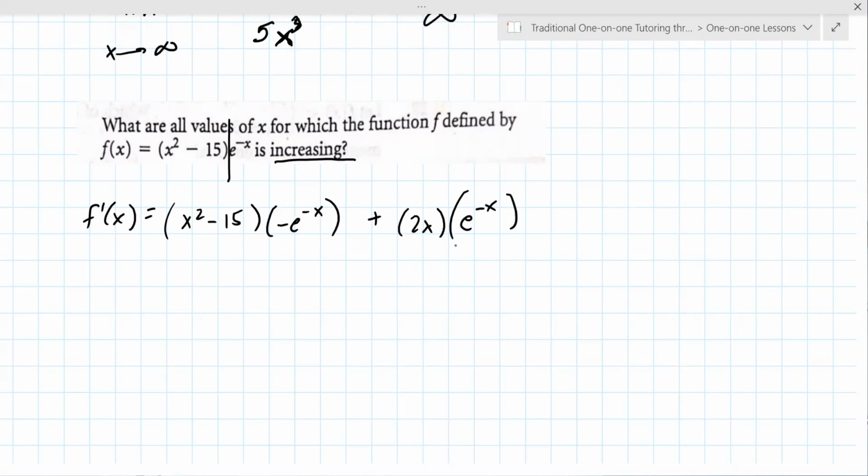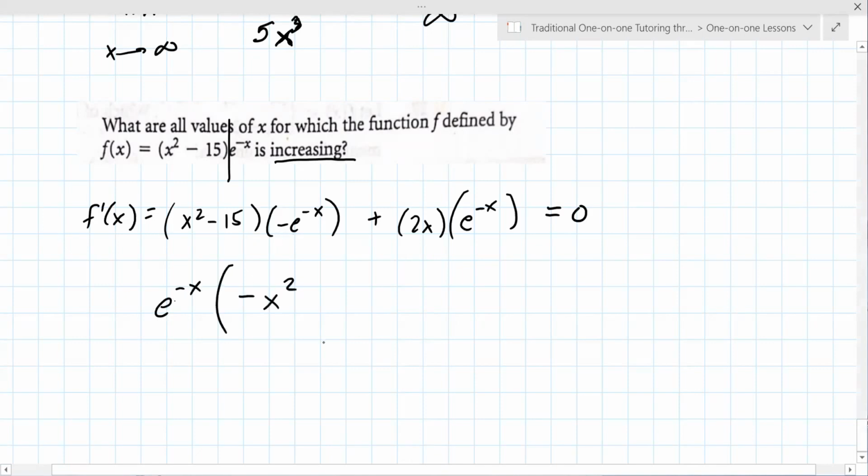So if you've gotten to this point right here, this is the hard part. You set this equal to 0, but you have to actually factor stuff out. So if you factor out an e to the minus x from both of these, this negative goes with these here. So it's minus x squared plus 15 plus 2x. And then I would probably factor the negative out. I probably should have done that from the beginning. So it's x squared minus 2x minus 15.